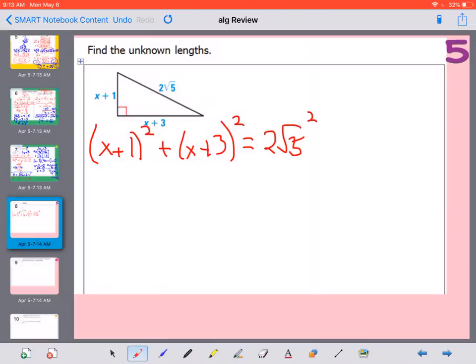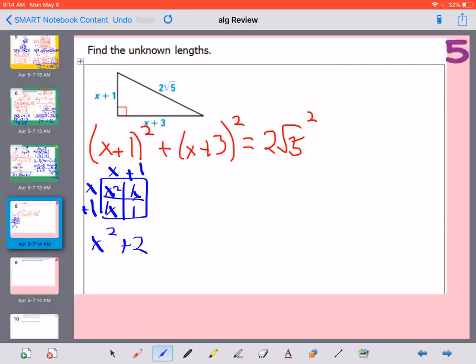When we solve these, we're going to have to draw a couple boxes. We'll have x plus 1 and x plus 1. X times x is x squared. X times 1 is 1x. X times 1 is 1x. 1 times 1 is 1. So we have x squared. Now I'm going to combine my x's. So 1x plus 1x gives me 2x plus 1.